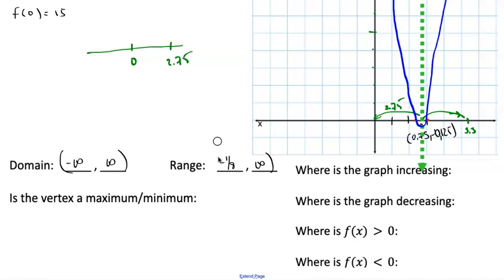And it brings back, so therefore this is going to be a bracket. So bracket -1/8 and then to infinity. Is the vertex a min or max? Again, it's going to be a minimum here because it's the lowest point.